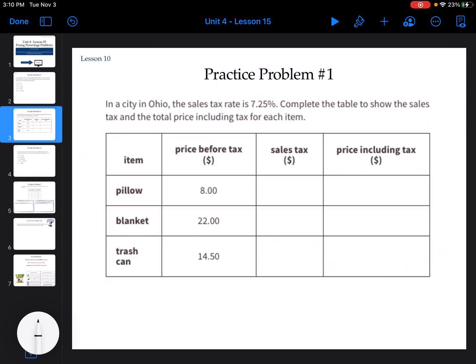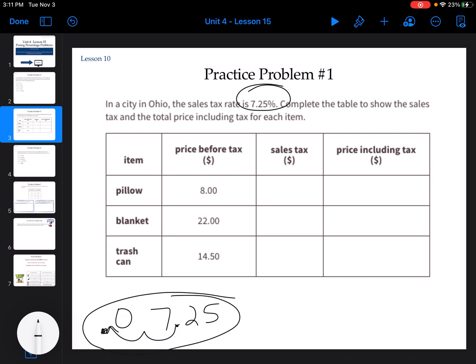All right, so the next one says, in a city in Ohio, the sales tax was 7.25%. Complete the table to show the sales tax and the total price, including the tax for each item. Okay, so the sales tax is 7.25%. If I'm putting that in my calculator, I'm moving my decimal 2 places over. So I'm going to multiply that in my calculator. So I'm doing $8 times 0.0725, and I get 58 cents.